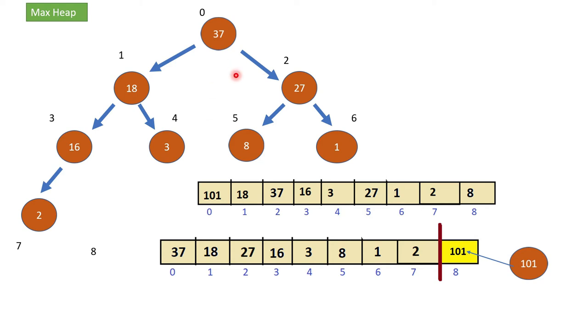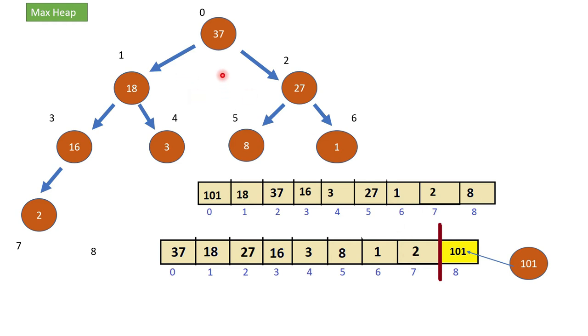101 was the highest value on the initial max heap. We replace that and place it on the last. Now in the next step, 37 will be removed. Then the effective length will become from 0 to 6 and we will get a blank space here also. And we will place 37 here.